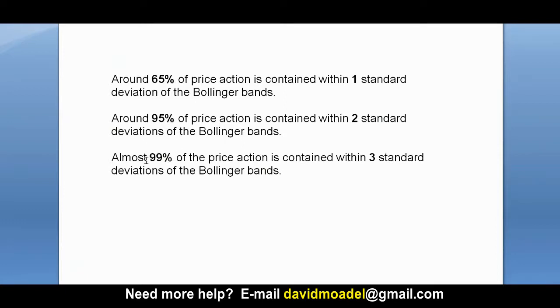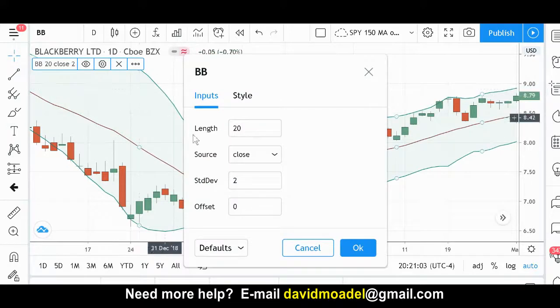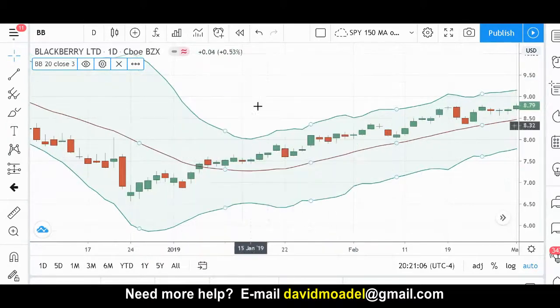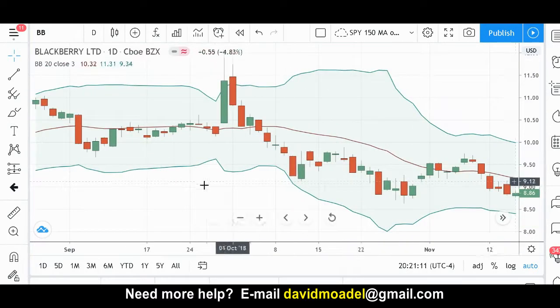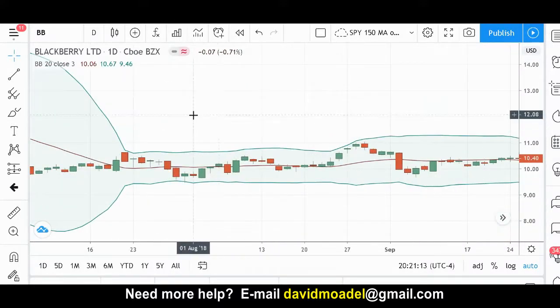But if you find yourself getting stopped out a lot, maybe consider 3 standard deviations, because almost 99% of the price action, I've heard, is contained within 3 standard deviations of the Bollinger Band. So let's try changing it to 3. And so it's going to be pretty rare that it touches the upper or lower band. But it does. You could buy it there because you're getting a higher quality signal, because it doesn't happen very often, and it really needs to go down to touch that bottom one.